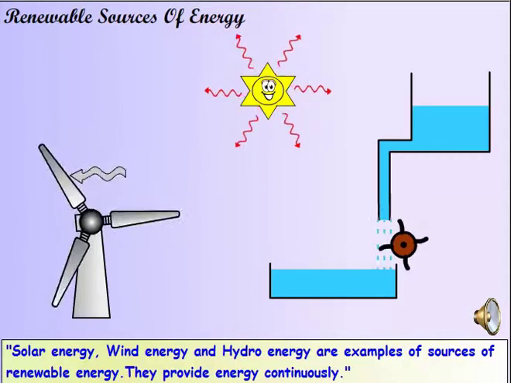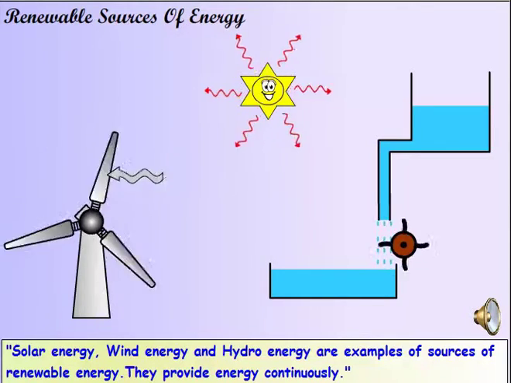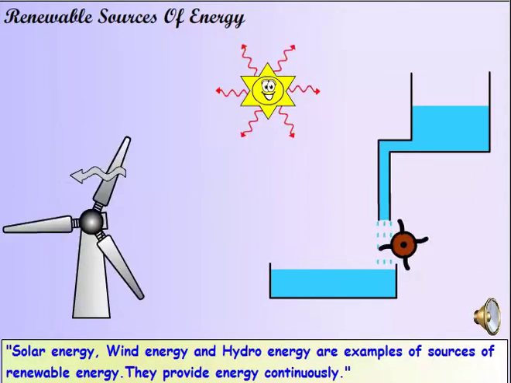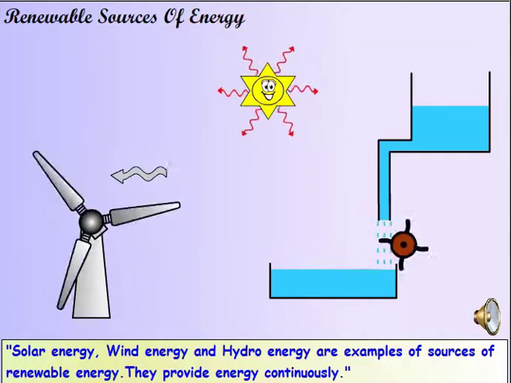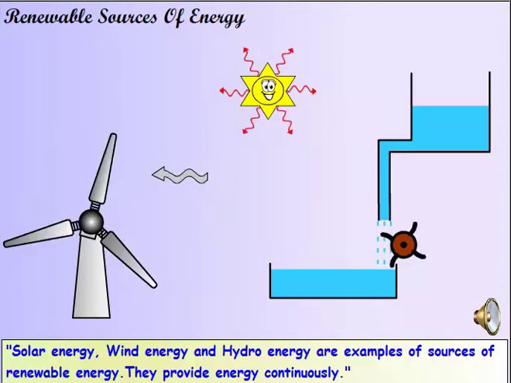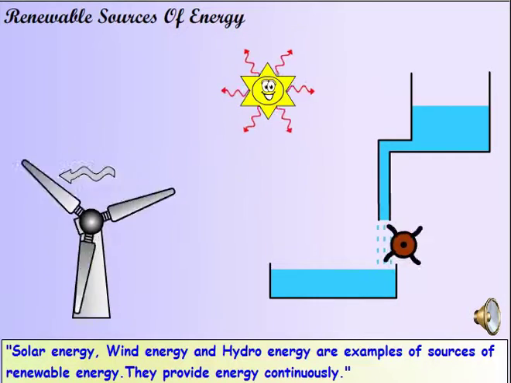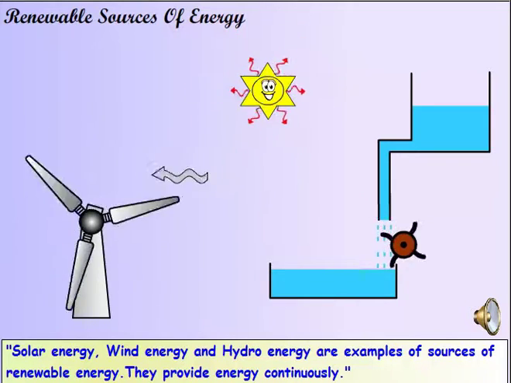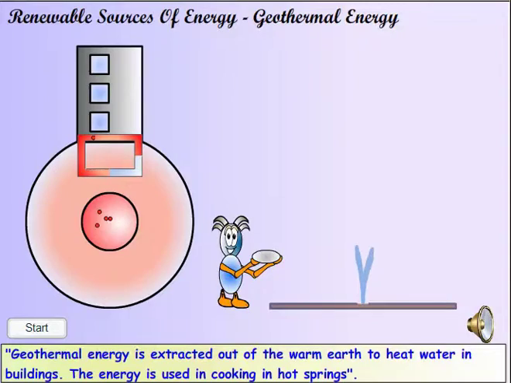Renewable energy is energy that is continuously replenished as it gets used. Examples are solar energy, wind energy, and hydro energy. Renewable energy is extremely important as it provides environmental benefits over conventional energy technologies.